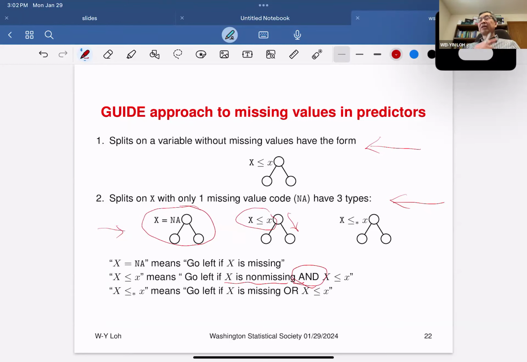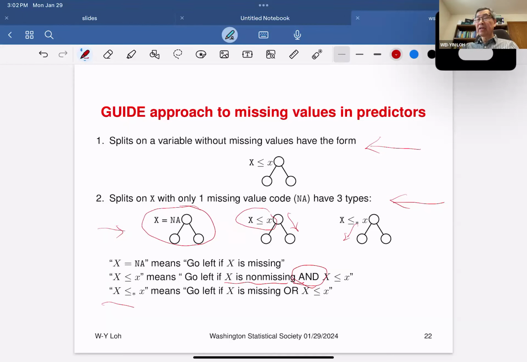Okay, so only observations that are non-missing and whose values are less than or equal to little x will go to the left. Otherwise, everything else goes to the right. Then when you say, well, what happens? Can you allow missing values to go to the left? Well, that's where this split is, right?